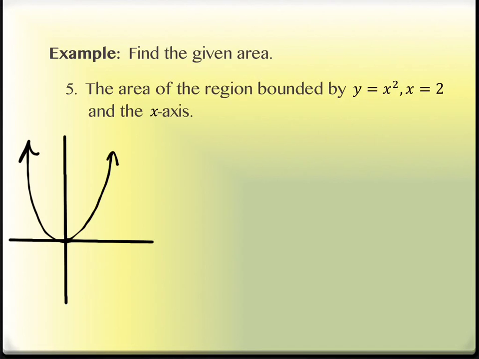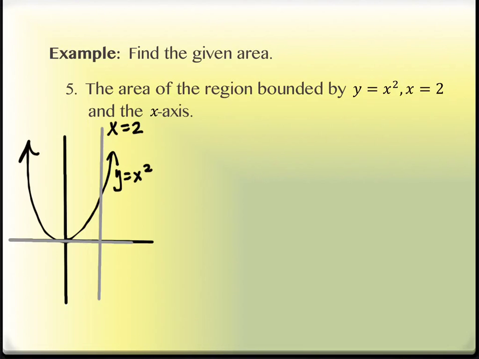This is our graph. It says that we've got the line x equal to 2. Where is the line x equal to 2 going to live? Good. It's a vertical line at the x value of 2. So something like this, right? So this is x equal to 2. This one's y equal to x squared. And the last one it gives us is the x-axis.